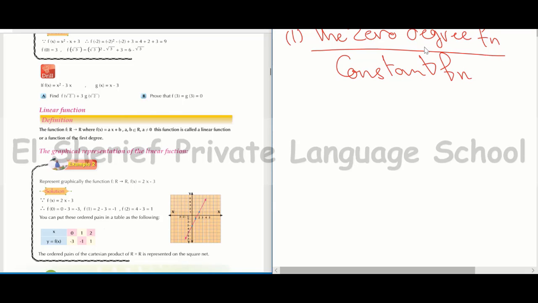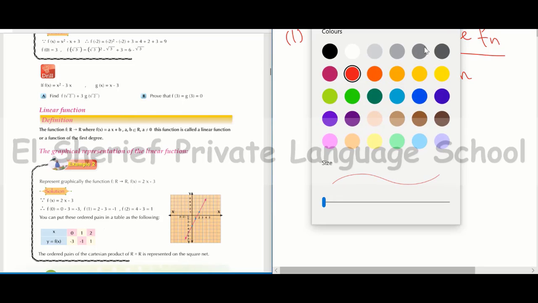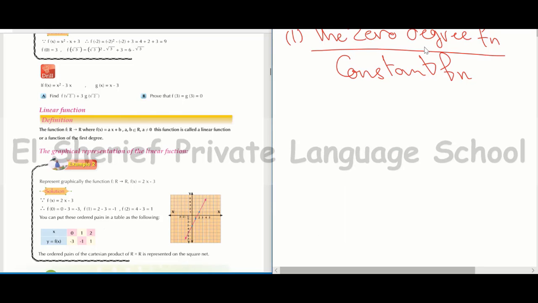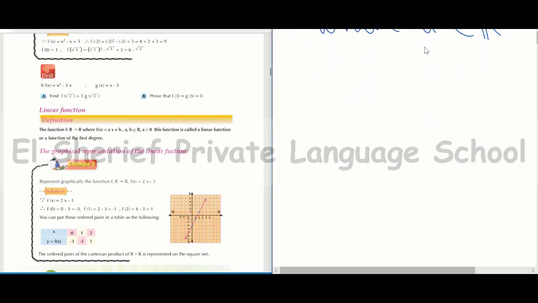طيب ايه الكونستانت فانكشن دي؟ كونستانت فانكشن زي ما هنشوف دلوقتي الديفينيشن بتاعها بالظبط كده f of x equal a where a is a real number. طيب نشوف اكزامبل على الكونستانت فانكشن دي قدامنا دلوقتي.